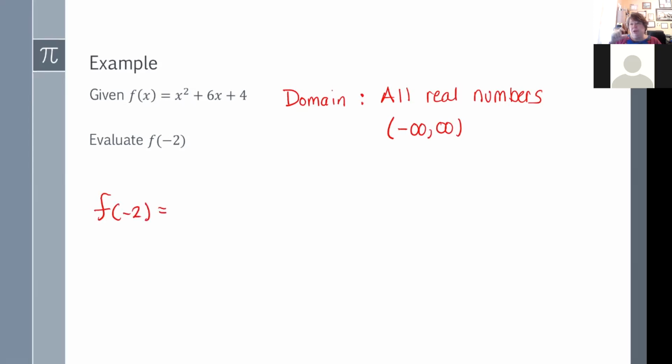To evaluate a function at a particular input, I replace the variable that represents my input, x, with that number. And you notice I'm doing it with parentheses around it because it's negative.